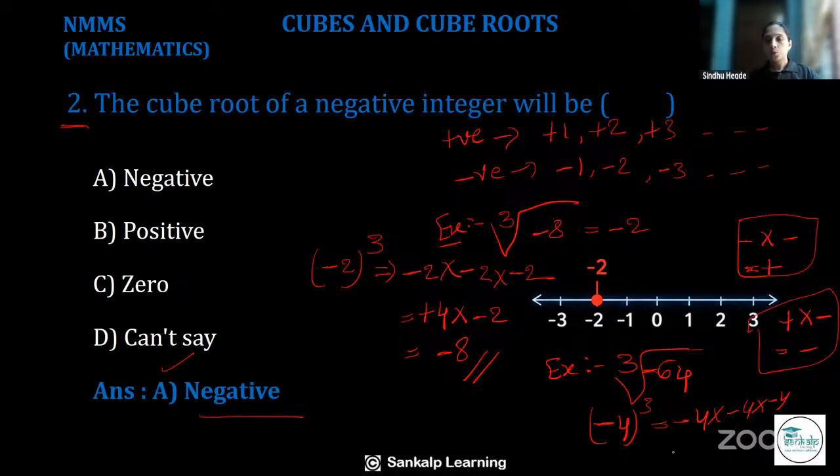Minus 4 into minus 4. 4 fours are 16. Minus into minus is plus. Plus 16 into minus 4. So, plus 16 into minus 4 is minus 64.